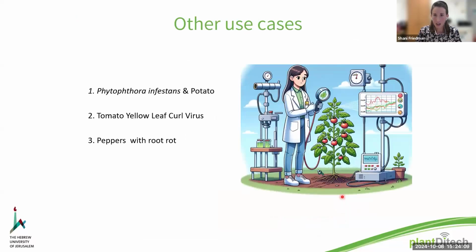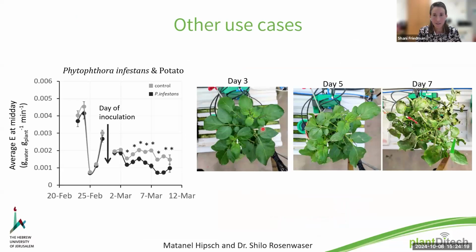In the last part of my talk, I will shortly introduce you to 3 other plant pathogen interactions that were monitored using the PlantArray system. The first is Phytophthora infestans that causes the late blight in potatoes. In the field, the first symptoms are usually these spots on the leaf tissue. We inoculate the plants by spraying them with a pathogen suspension at the date where the arrow is showing.